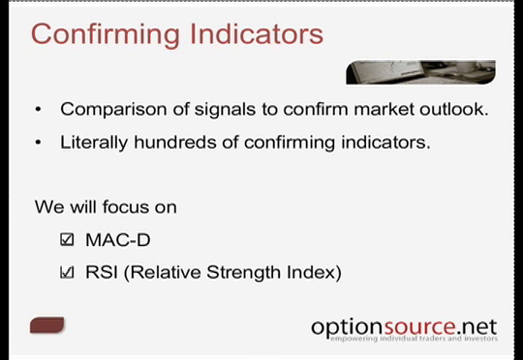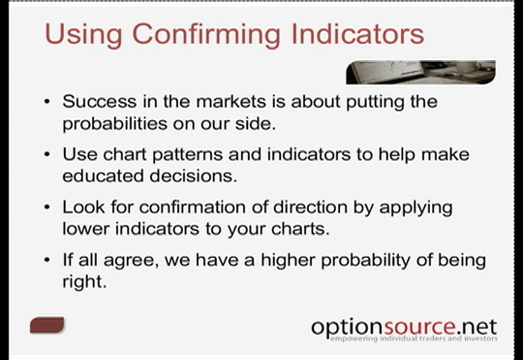So what we want to look at here, as we follow through with the rest of the presentation, is our MACD and our relative strength index. Now, again, just another comment about using confirming indicators. We talked about success in the markets being about putting probabilities on our side. And again, I can't stress enough that this business is about probabilities. And anytime that you enter into a trade, regardless of how much time and effort you put into making the analysis, you always want to make sure that you have an exit strategy as well.